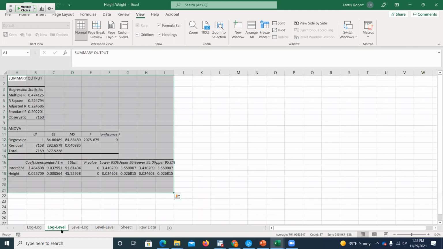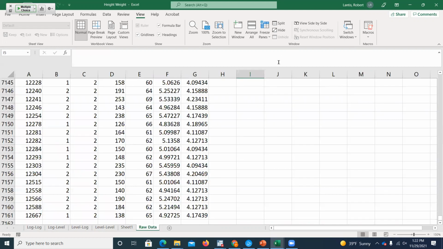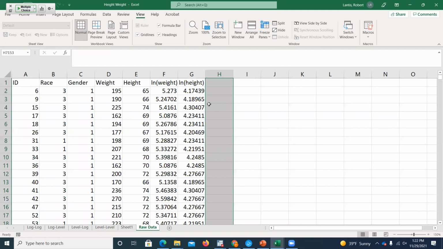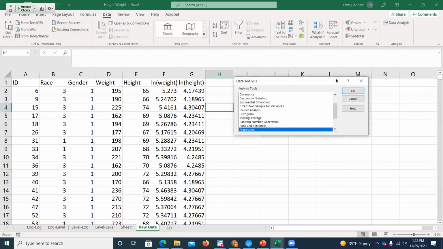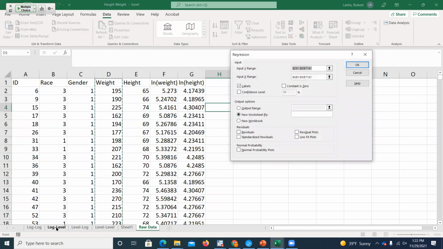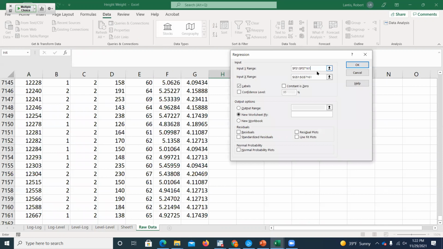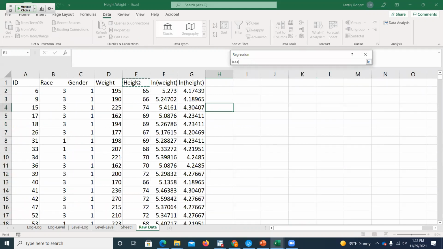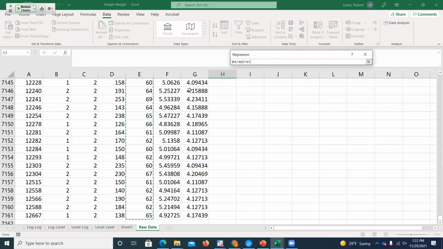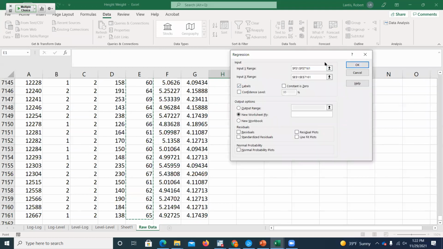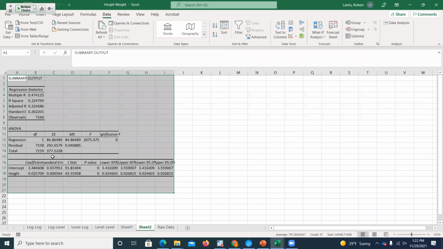I could then also reproduce the log level model. Once again, that would be as easy as going to data analysis, regression. If I want a log level model, then the y variable I'm using is the natural log of weight, and the x variable I'm using will just be height, right? So it's just a matter of making sure I'm matching up whatever that model type is. Hit enter. Sure enough, we got 0.2247, exactly what we had in that log level sheet. So we didn't have to recreate this.